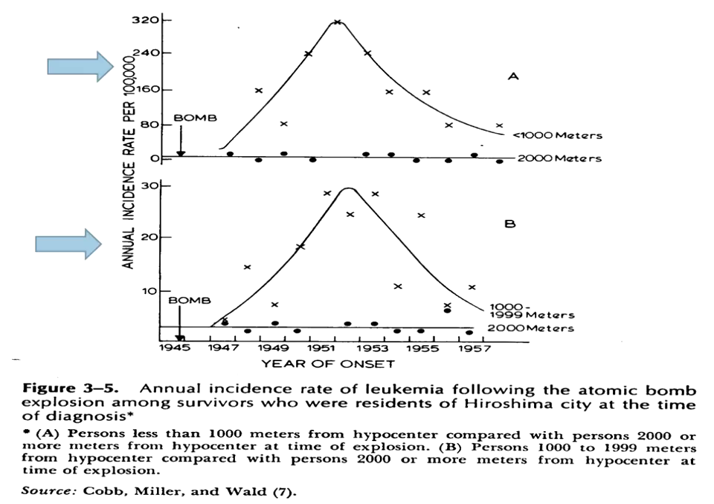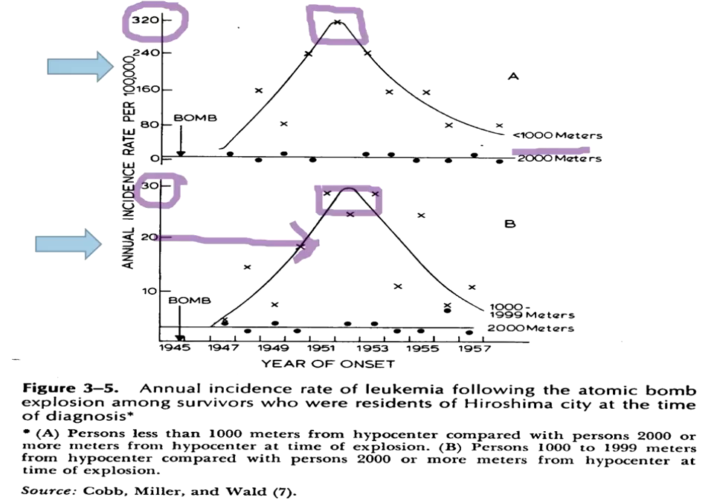So this is an interesting graph, which shows the annual incidence rates of leukemia following the atomic bomb among survivors who were residents in Hiroshima at the time. And you can see where the bomb went off, and you have the incidence rate. Both peaked approximately 6 years after the bomb went off, but you had a higher peak, so you had more people developing new cases of leukemia closer to the bomb blast versus further away from the bomb blast.